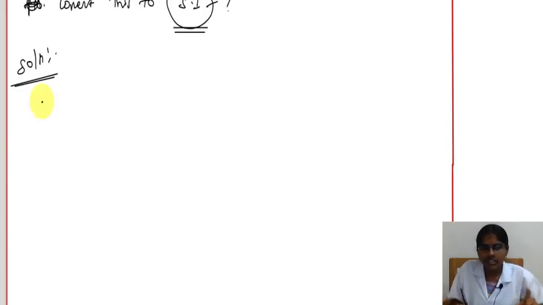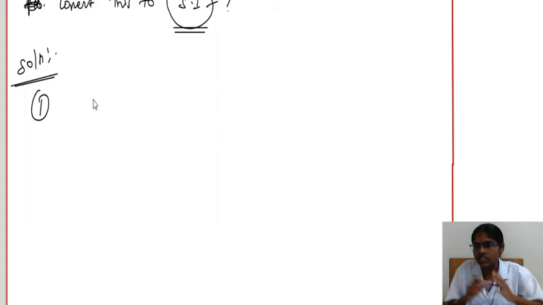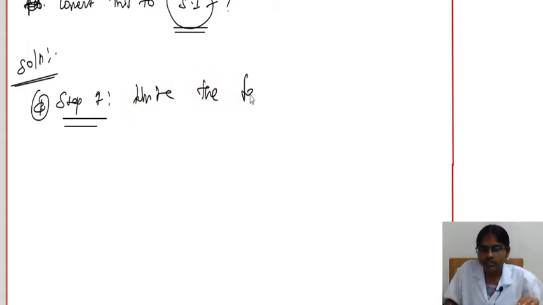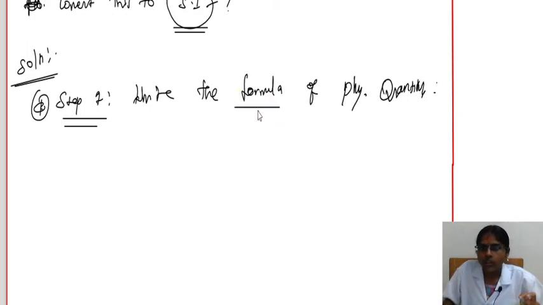The first thing, write down. I am going to tell you step by step. So there are 5 steps. Step 1 is write the general formula, not the dimensional formula. Write the general formula of the physical quantity. Whichever physical quantity we are going to convert, we should write its general formula. So here I am going to convert the physical quantity gravitational constant. So I should write the general formula of gravitational constant.